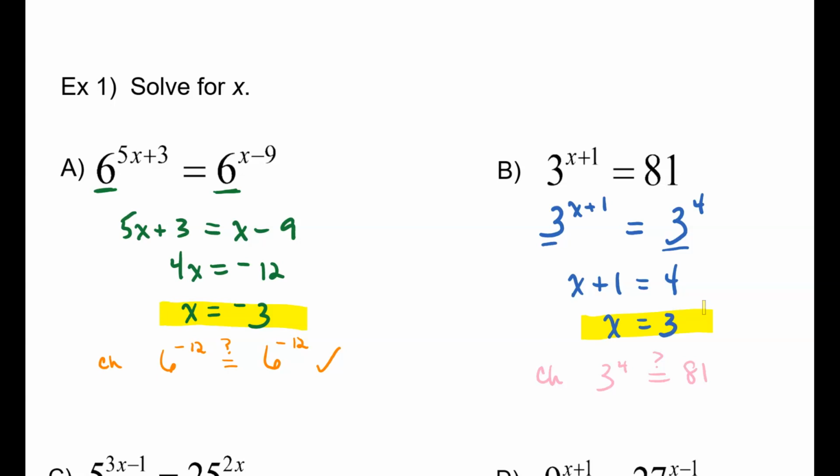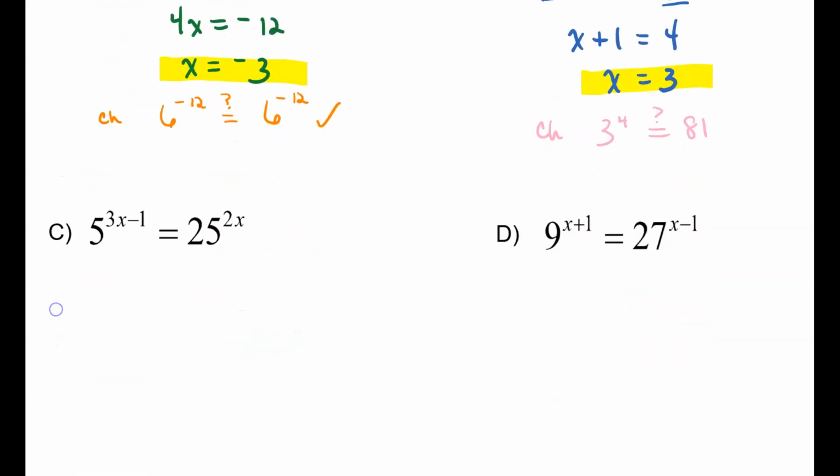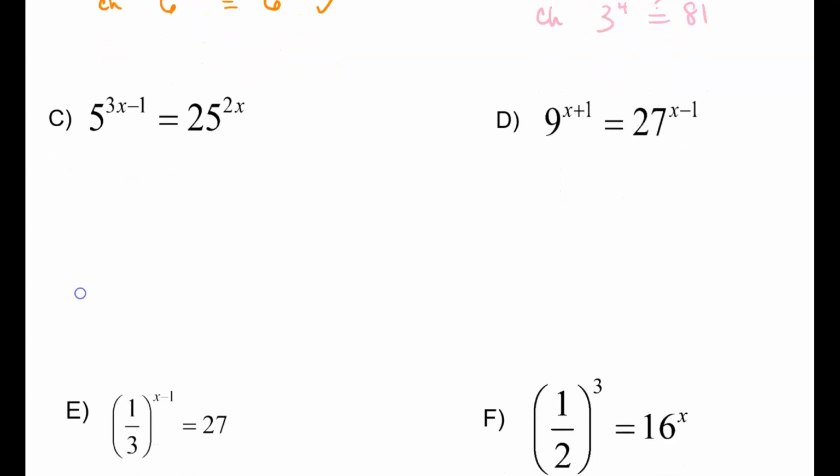Any questions so far? Are we ready for the next one? Okay. So the next one, I've got 5 raised to the 3x minus 1 is equal to 25 raised to the 2x.